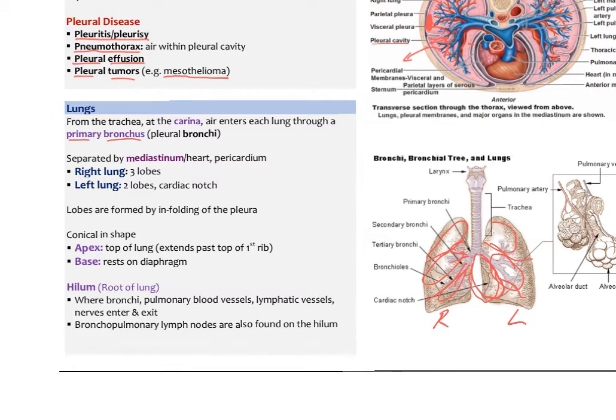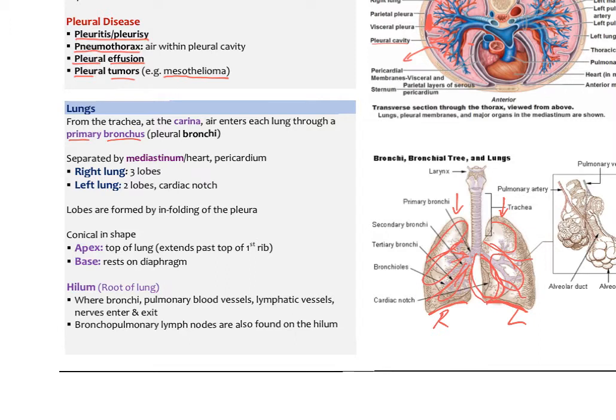The lungs are conical in shape. The apex is the top region, as I just mentioned here, and that extends past the top of the first rib. So if you feel your first rib and go a little bit above, the lungs go right in there. So again, there's no bone there. You put a needle through there, it's a very thin layer of skin and muscle, and then you're right into the lungs. And the base is what rests on the diaphragm down here. So that's the base of the lungs.